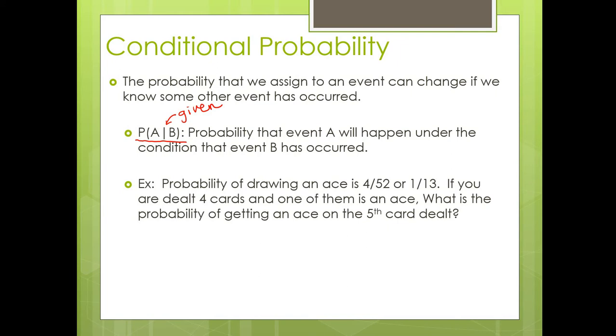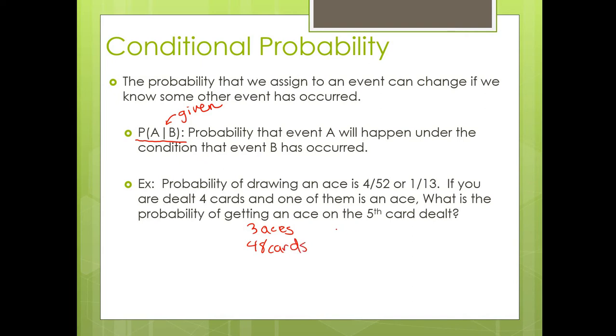For example, the probability of getting an ace in any 52-card deck is 4 out of 52, or 1/13. If we're dealt 4 cards, one of them is an ace, so our given information is we know an ace has already been dealt. What's the probability our next card is going to be an ace? Now, given that information, we only have 3 aces, and we also have 48 cards.